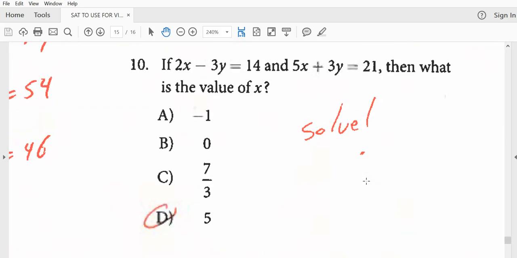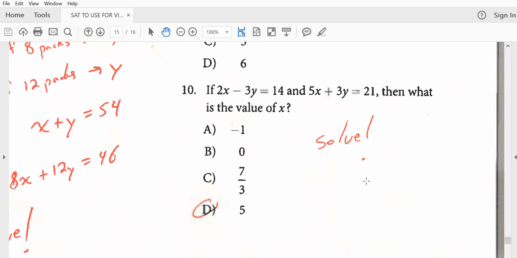If 2x minus 3y equals 14 and 5x plus 3y equals 21, then what is the value of x? Any questions? Okay, so with this one, what we would do here is isolate a variable, or we could set up elimination here.